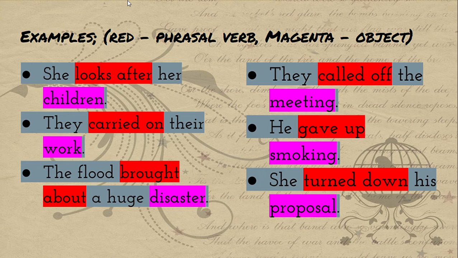If you just say, in the context of a conversation with someone, they called off, that doesn't make sense. I would be wondering what was called off, and if you say she looks after, what or who does she look after? So, for it to give complete meaning and make complete sense, they have to be used with an object. So the phrasal verbs are highlighted in red and the objects are highlighted in magenta.